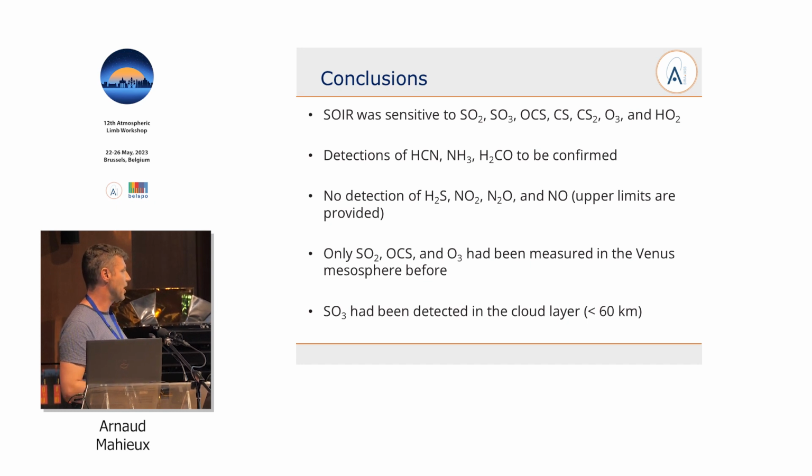We have no detection of the gases listed here. SO3, OCS, and ozone had been measured before in the Venus mesosphere. All the other gases, these are new measurements, and SO3 had only been detected in the cloud layer.